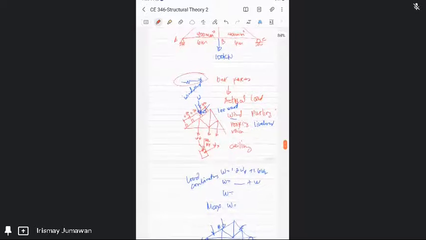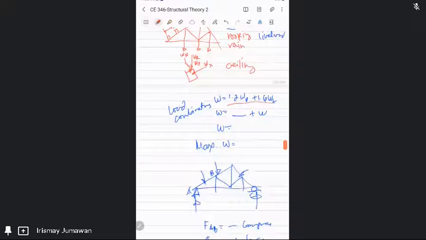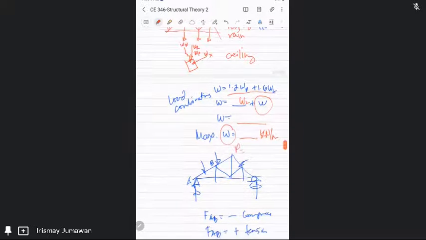Once you have the loads, you have to combine them. You have 1.2 dead load plus 1.6 live load, or a combination of dead load and wind load, or live load plus wind load. Use the maximum combination and place it here. That is in kilonewton per meter, so convert it into kilonewton.